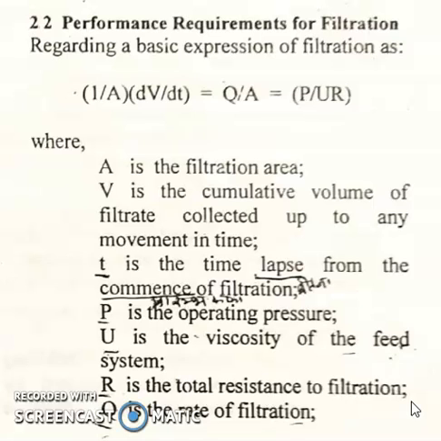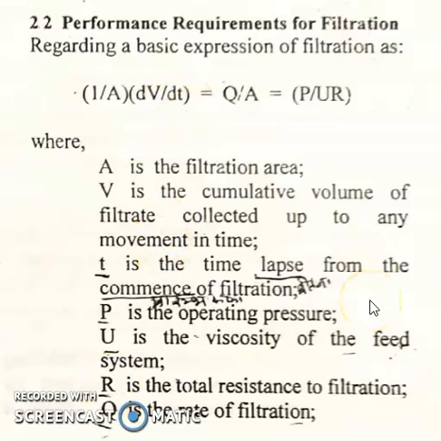And as we discussed in the last lecture, the resistance offered by filter cake is significantly higher than the resistance offered by filter medium. And Q is the rate of filtration, that is volume delivered per unit time, or dV by dt.